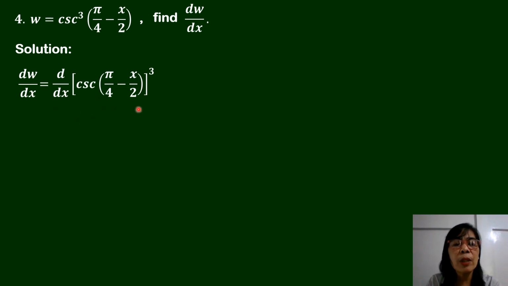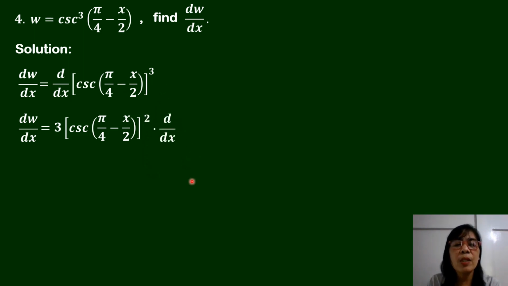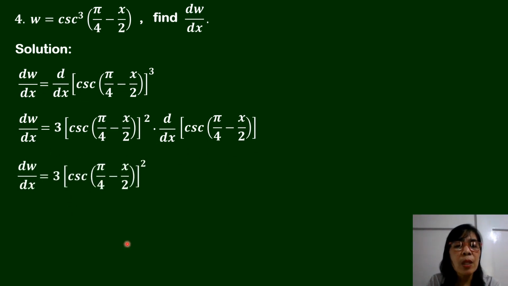In finding the derivative, looking at the given function following the symbol, we have here the derivative of a function in power form with this as its base and the exponent. The power formula states that the derivative of a power is equal to the exponent, this is the exponent, times the base, this is the whole base, cosecant of pi over 4 minus x over 2, raised to the exponent minus 1, times the derivative of the base. So the derivative of cosecant of pi over 4 minus x over 2. Okay, so we just copy this factor.